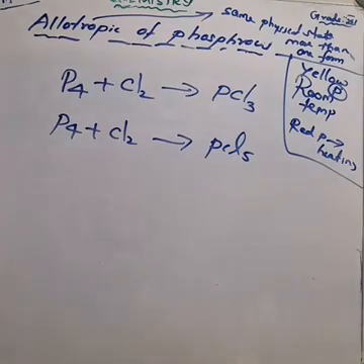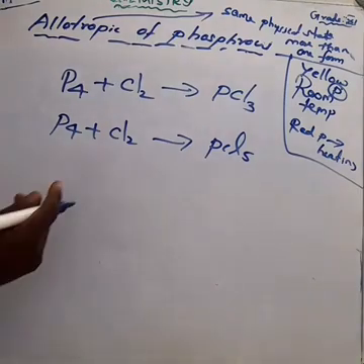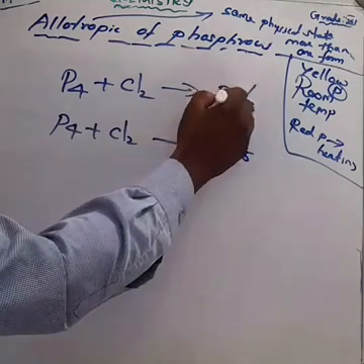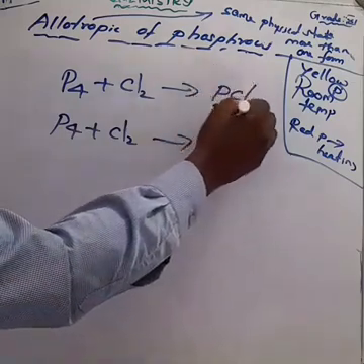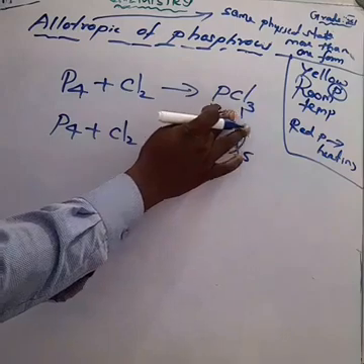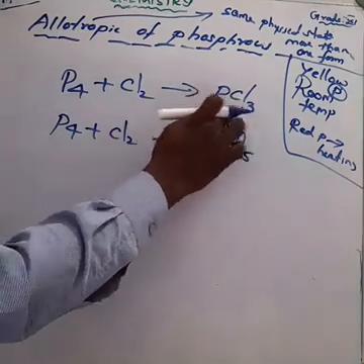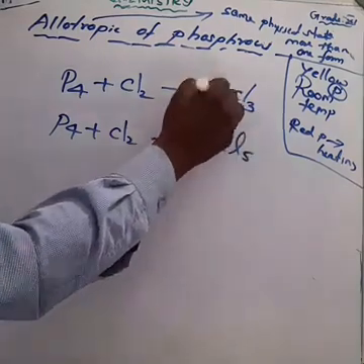Here we have 4 phosphorus, so make it 4 here. Now how much chlorine is there? 4 3s are 12, am I right? So make it 6 here. Now the equation is balanced. What about the next equation?